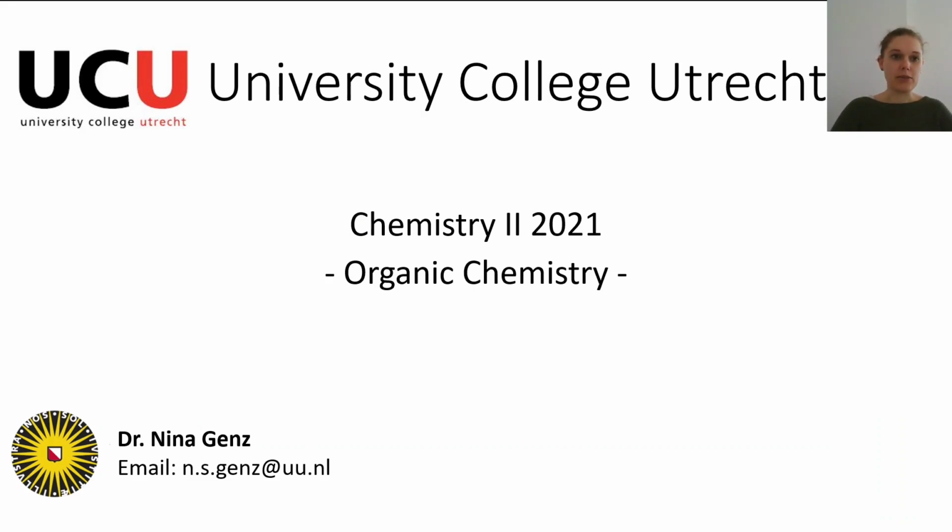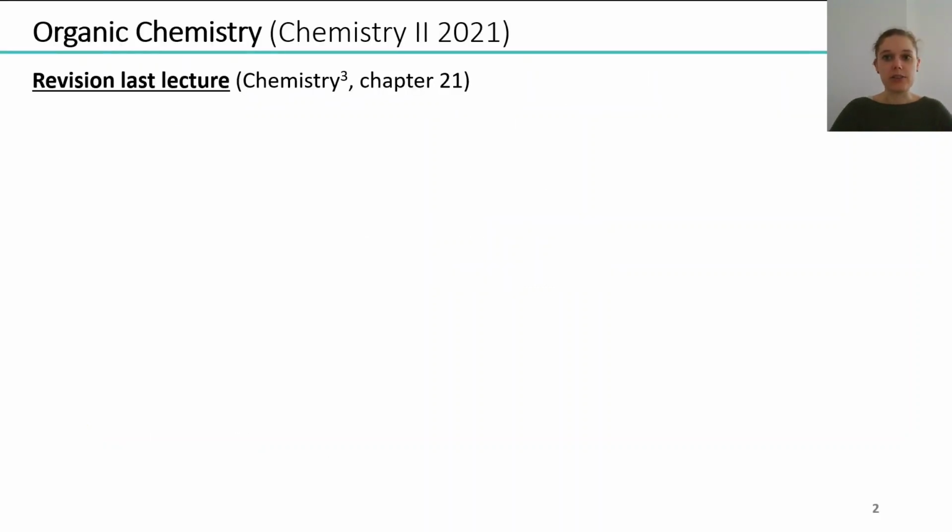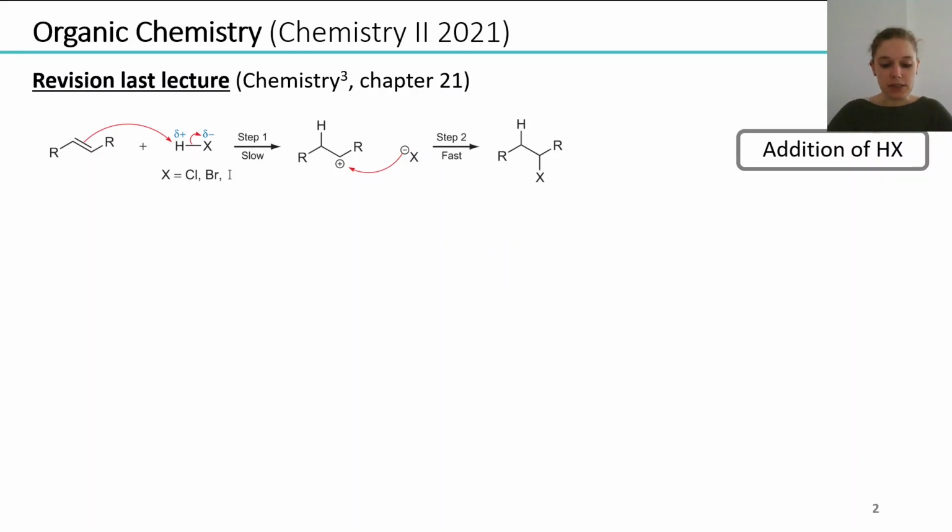I would like to start with a very brief revision of the last lecture. So what did we learn last lecture? We started with the addition of halogenohalides to alkenes, and we learned that this addition is a two-step reaction which proceeds over a planar carbocation intermediate and is then followed to produce a racemic halogenoalkane product.